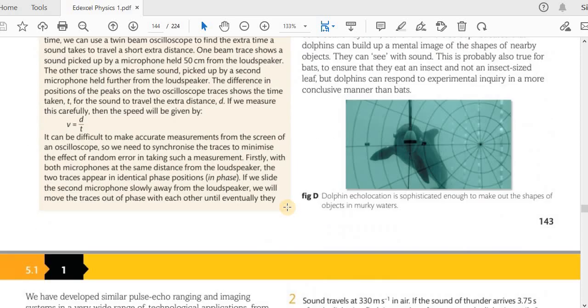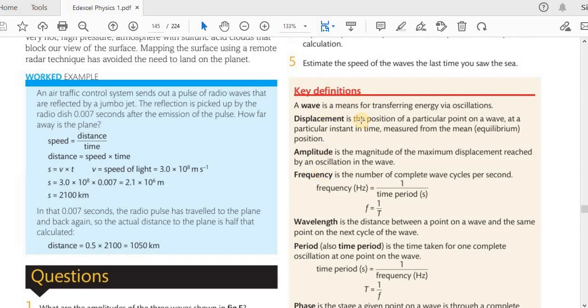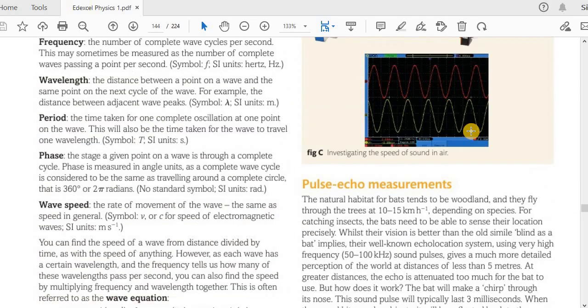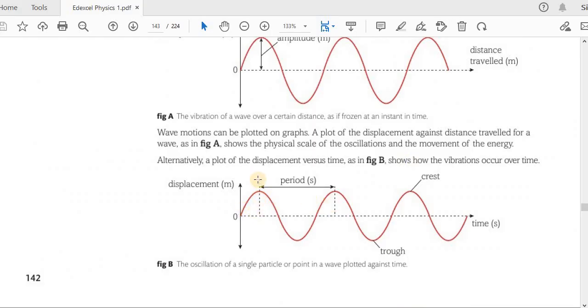Let's go back to the definitions here. Displacement is the position of a particular point on a wave at a particular instant in time measured from the mean or equilibrium position. So what happens is, with time the energy of the wave can decrease, and as a result the displacement or the amplitude becomes lesser and lesser. The height of the crest and the depth of the troughs become lesser and lesser, and eventually it becomes zero.